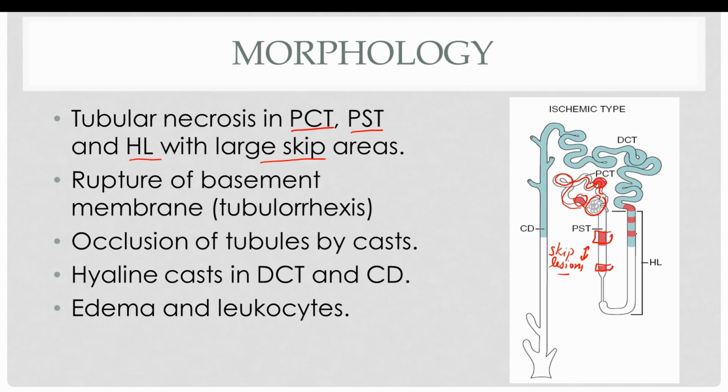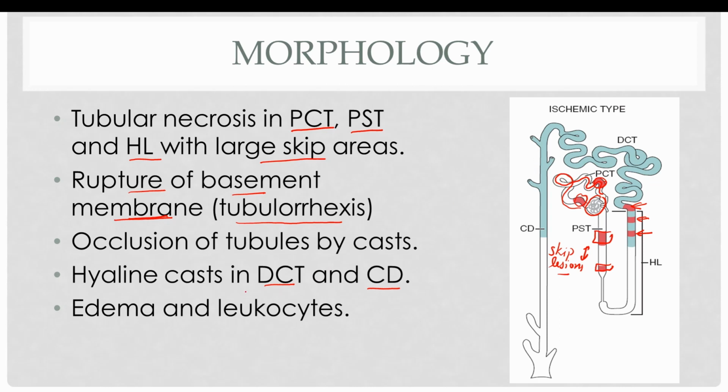There are some necrotic areas in the ascending loop of Henle which are obscured by the presence of hyaline casts. The necrosis is typically identified by the damage in the epithelial cells, and often there is rupture of the basement membrane of tubules, which is known as tubular rhexis. Hyaline casts in the distal convoluted tubule and collecting ducts are also present. This is a collecting duct filled with the hyaline cast.